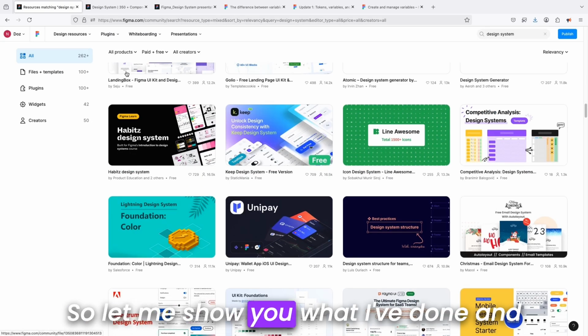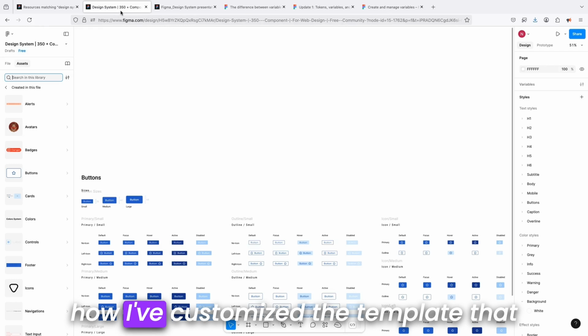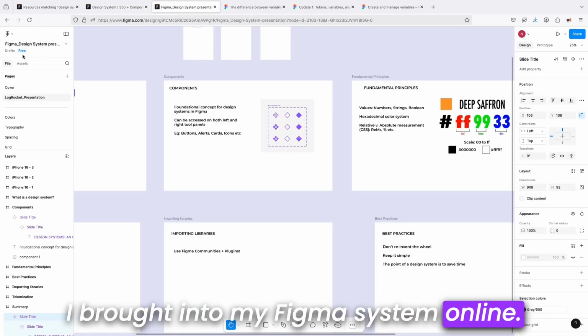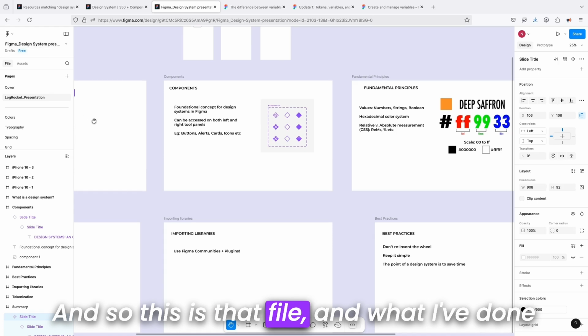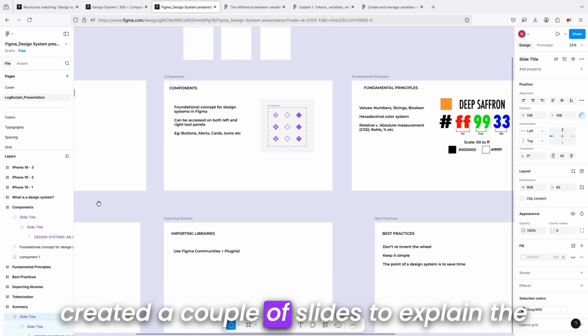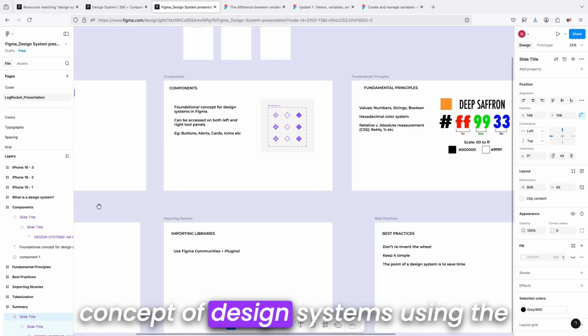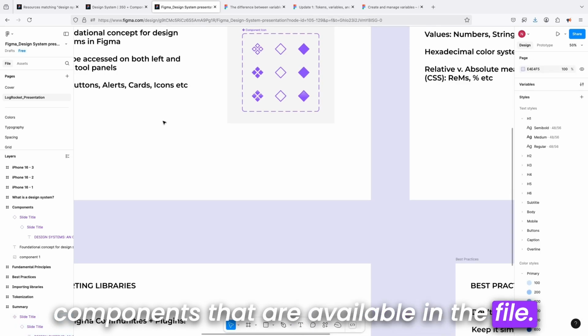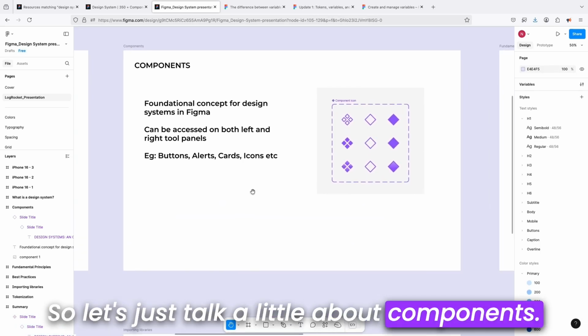So let me show you what I've done and how I've customized the template that I brought into my Figma system online. And so this is that file. And what I've done is I've duplicated it, renamed it, and I've created a couple of slides to explain the concept of design systems using the components that are available in the file. So let's just talk a little about components.